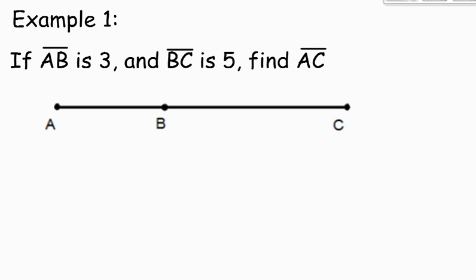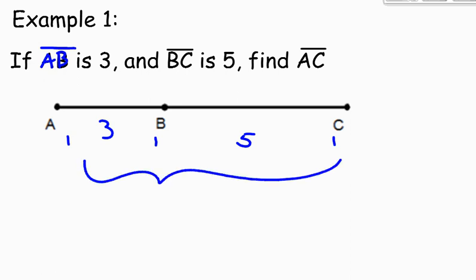Okay, example 1. You do not need to write this in your notes. We're just going to go over this really quickly. If line segment AB, notice how I'm reading it, line segment AB is 3, so that's saying that from here to here is 3. And line segment BC is 5, so from here to here is 5. Find AC. Well, common sense tells me that if I add 3 and 5, I'm going to get the whole line segment, which would give me 8.